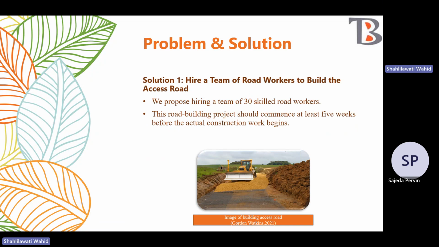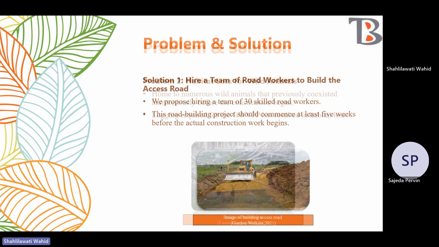And the solution to overcome the first problem is to hire a team of road workers to build the access route. To address this challenge, we propose to hire a team of 30 skilled road workers to construct a sturdy road from the entrance to the site. This road building project should commence at least 5 weeks before the construction begins. By building reliable routes, we can ensure the smooth and efficient transporting of all the materials and also the components of building GWVPP into the jungle.